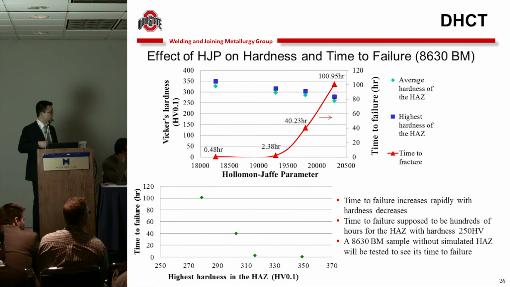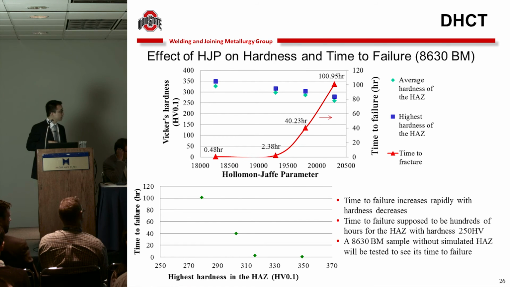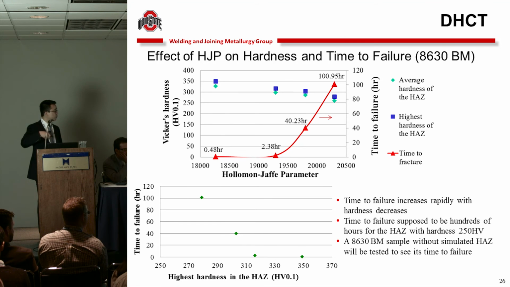Here are the results of this time to failure. This is the Hollomon-Jaffe parameter. As the Hollomon-Jaffe parameter increases, the time to failure increases very rapidly. The hardness goes down linearly with the Hollomon-Jaffe parameter. We can also plot the time to failure with regard to the highest hardness. Then we can see that as the highest hardness in the heat affected zone goes down, the time to failure goes up. So we can imagine that as the hardness approaches 250, the NACE criteria, the time to failure could be very high, maybe hundreds of hours.